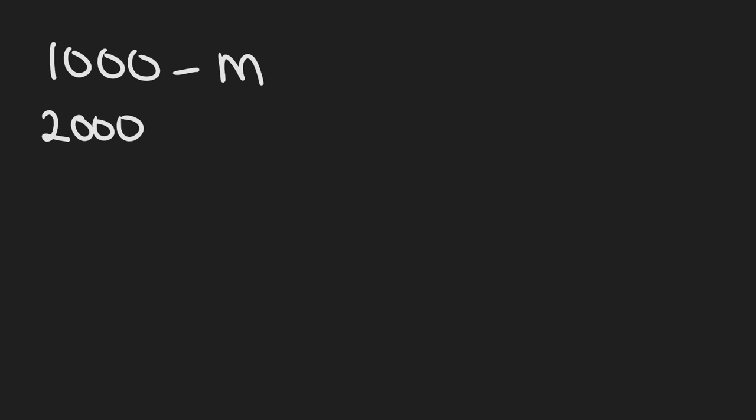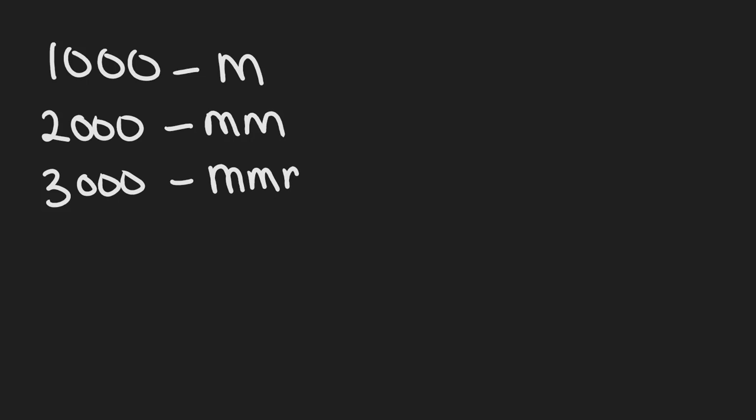So remember, we said that 1,000 is written M, right? 2,000 is MM. 3,000 will be what? MMM, right? What of 4,000? Do you think it's going to be MMMM?